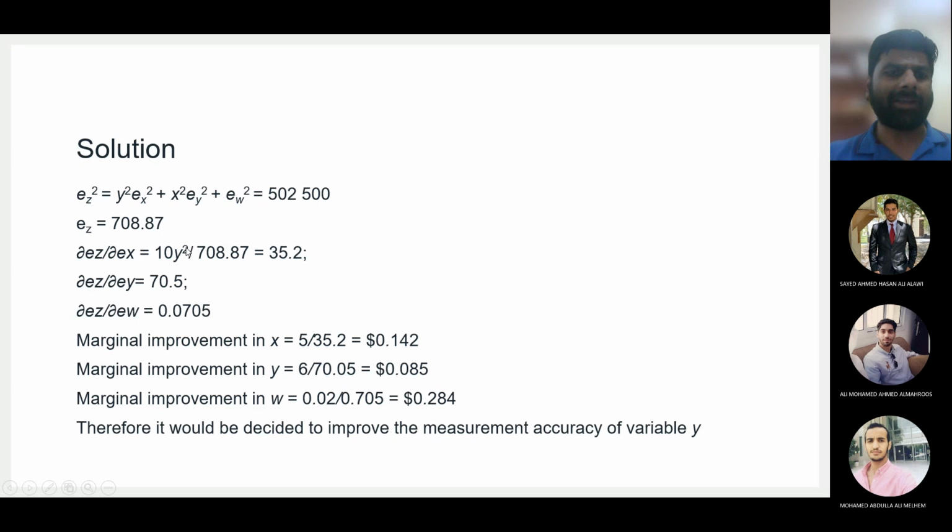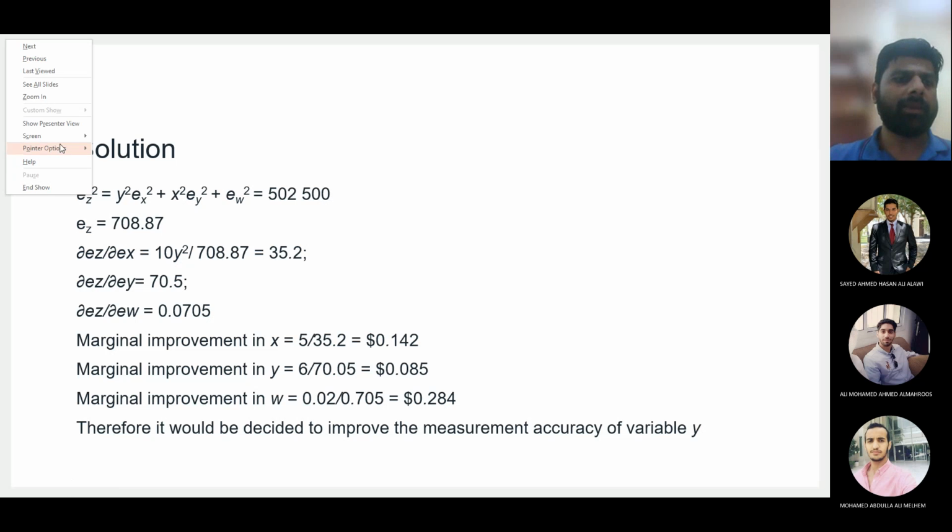y is the partial differentiation of the equation with respect to x. Then you do its square multiplied by the error of x, which is given, divided by the overall error. This is what we are doing. And same thing for this case as well. If you do the partial differentiation of a function with respect to y, you will be getting x squared. And then the error term of y, which is 5, divided by the overall error.